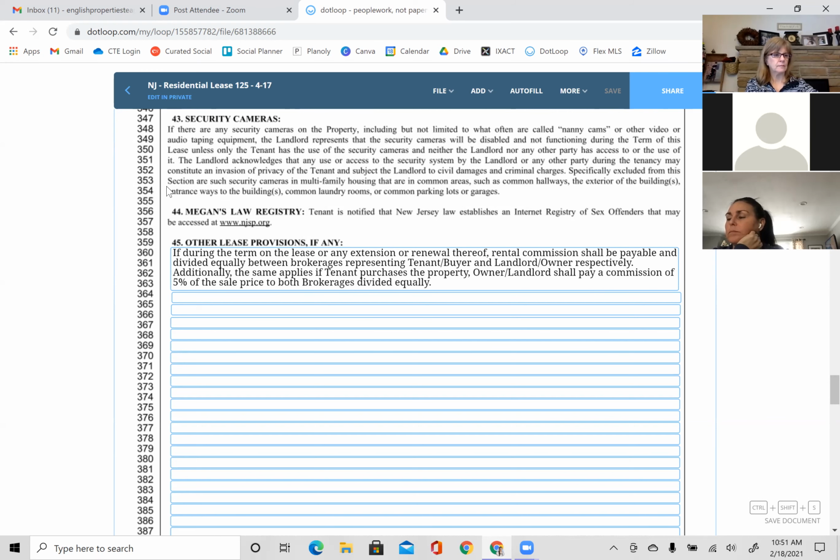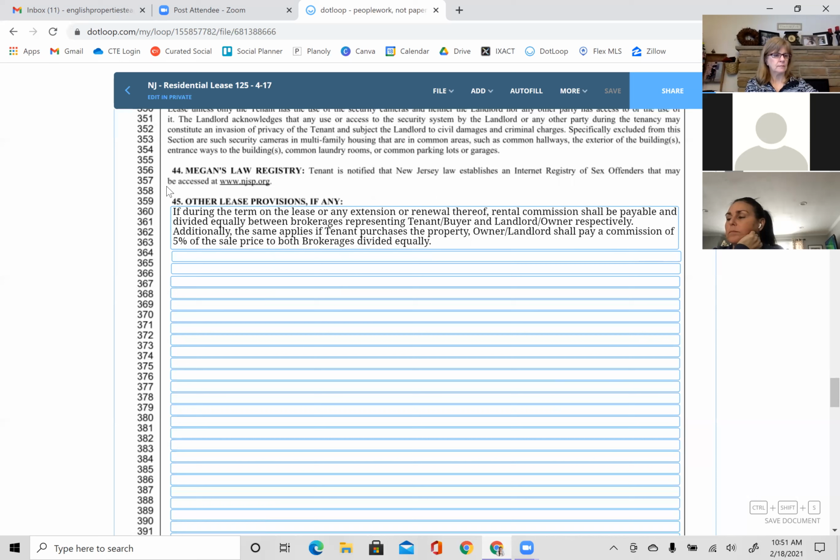The bottom part here talks about if it's a multifamily. If you have a multifamily building, sometimes there's a shared hallway, things like that. Those are excluded from this. So if it's a common area, like a hallway, the exterior of the building, a laundry room with a bunch of different laundry machines, a parking lot or garage, those are excluded. But if it's just a typical house, then it's different.